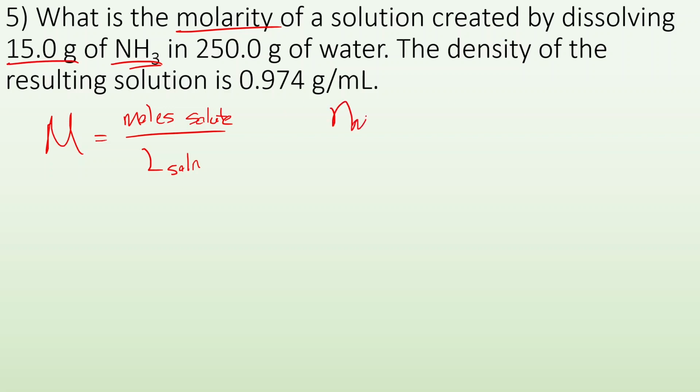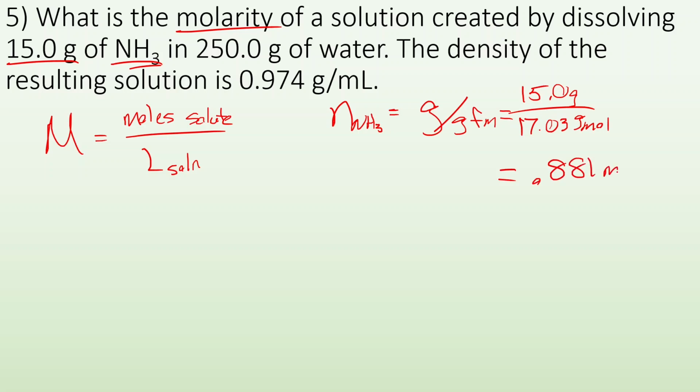Moles of NH3 is going to be equal to the grams divided by the GFM, gram formula mass. So I got 15 grams divided by the GFM of NH3, which is 17.03 grams per mole. When you do that, you get 0.881 moles.